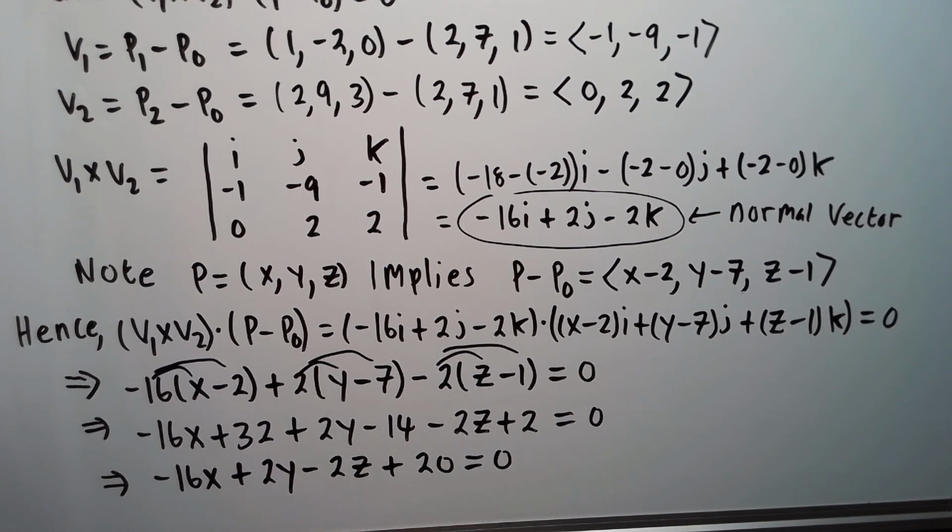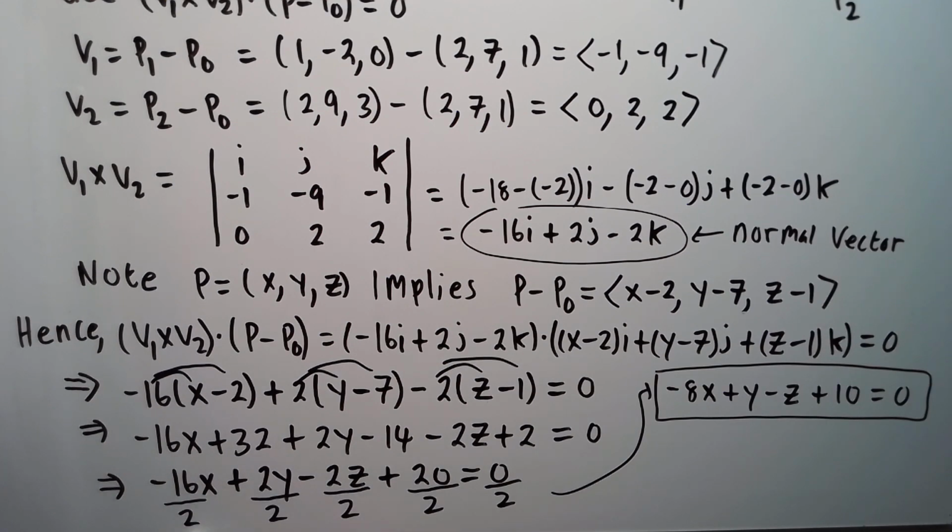So we get this. And lastly, I can divide everything by 2. That would make it a bit nicer, just to make the numbers smaller. We can divide everything by 2 because 2 divides everything. So dividing everything by 2, you have negative 8x plus y minus z plus 10 equals 0. So this should be the equation of the plane right here.